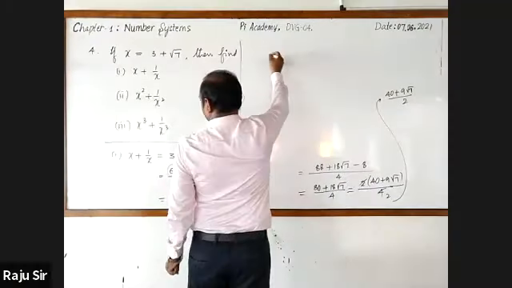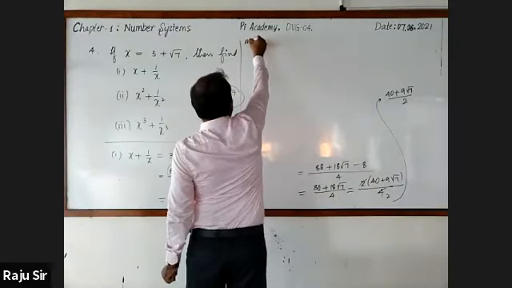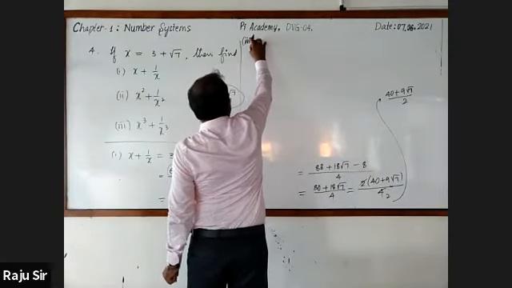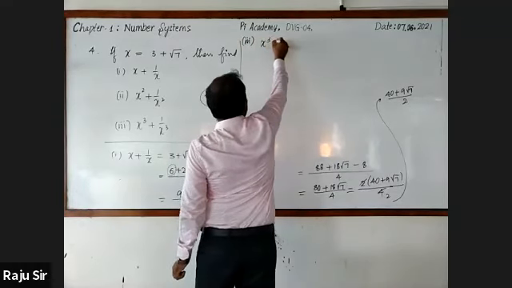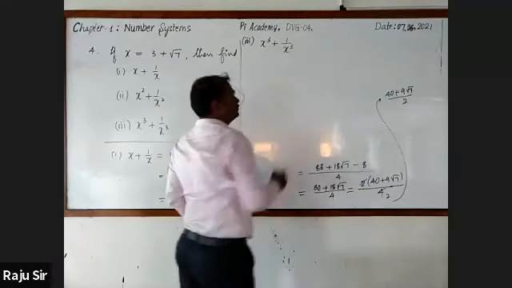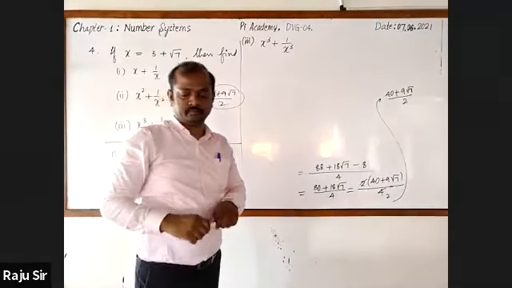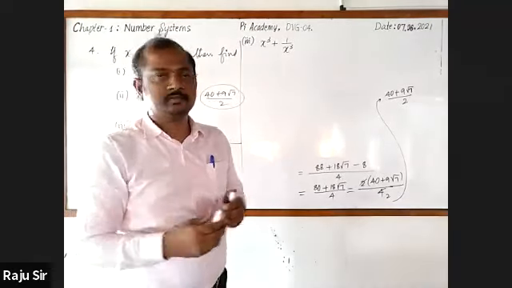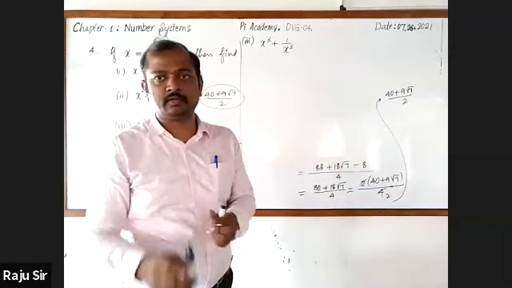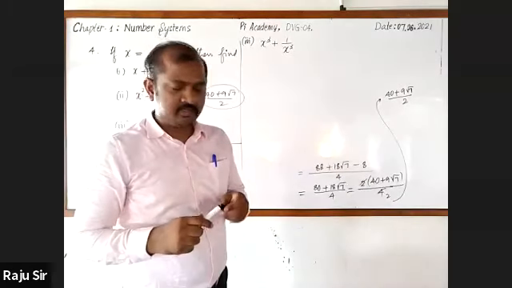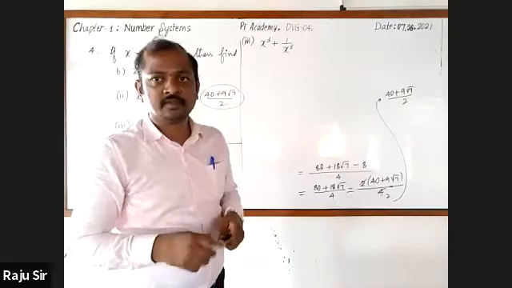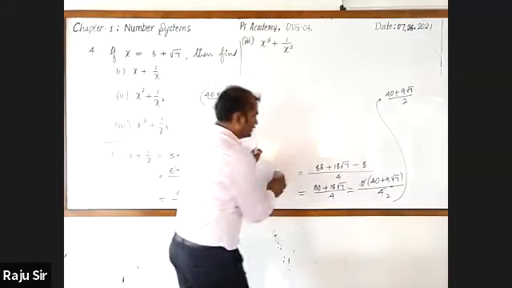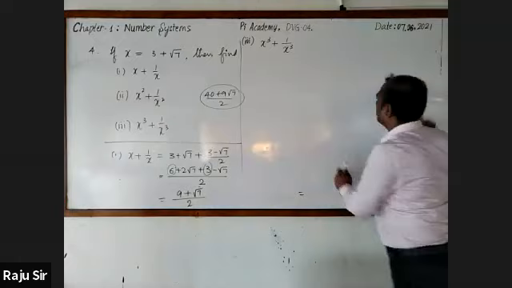Now we are moving to the third one. Third one: x cube plus 1 by x cube. Shall I explain the third one? Yes, sir. Okay. Then everybody should stop writing. Have you finished? Okay, I'll rub it.